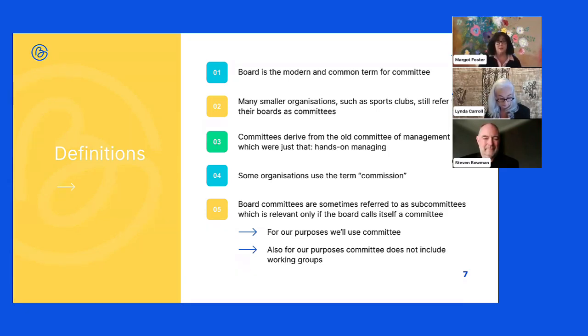For our purposes, we'll use the term committee, but it doesn't include, as Steve just said, task groups or other working groups that are constituted for particular purposes and which can be really useful instead of having formal chartered committees. I don't think there's anything probably we need to add to that.